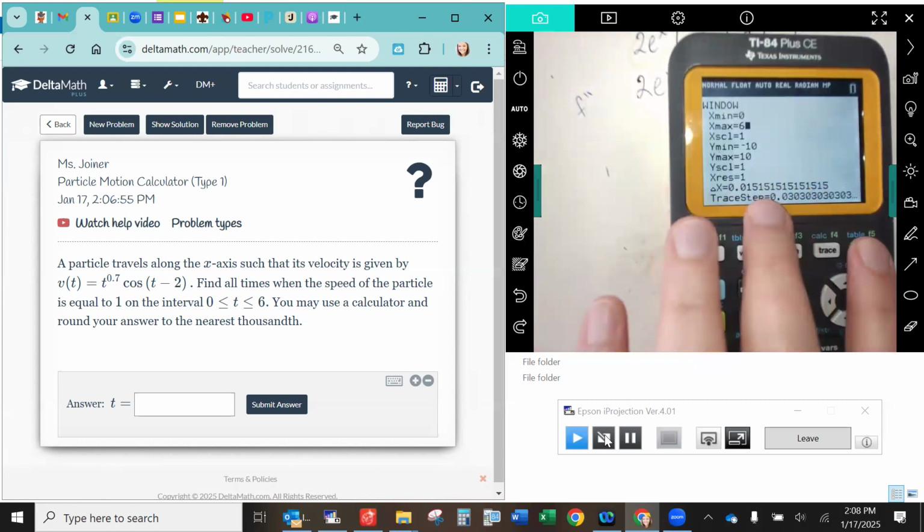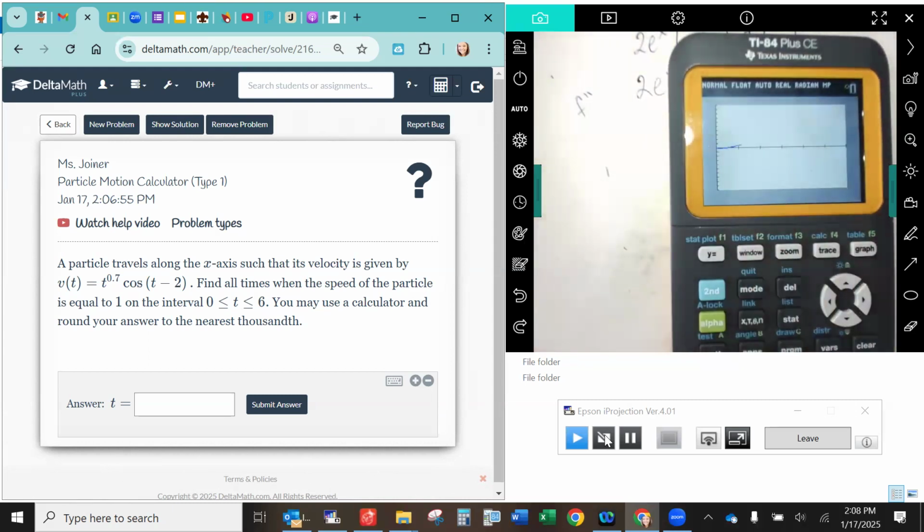Now, what type of function are you graphing? Position, velocity, or acceleration? This is velocity. And now read the question with me. We didn't do one like this in the notes. It says, find all the times when the speed is equal to 1. Now, we did find the speed equal to 0, but we didn't do it with 1.